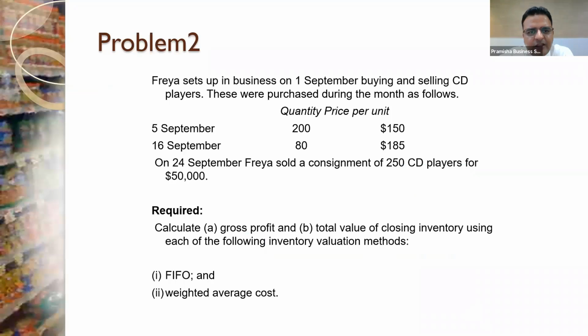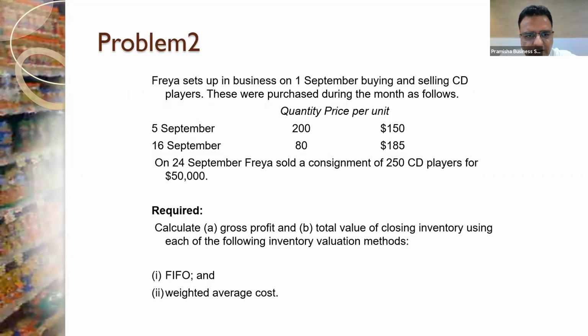Here's an example. Freya sets up a business on 1st September buying and selling CD players. These were purchased during the month as follows. So it is your turn now. You need to give me the value, because FIFO and weighted average I think you've been doing since ages now. So please tell me the value under FIFO and weighted average. It is your turn. So let's have a look at the answer now.